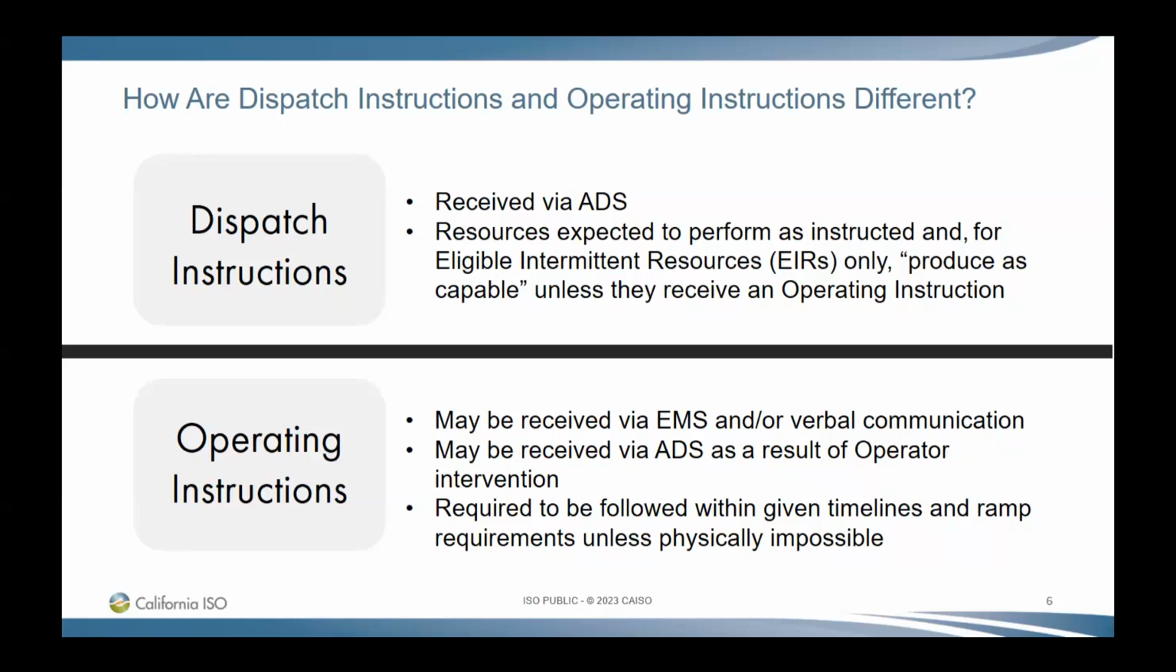For operating instructions, those may also be received via ADS, and those would be a result of an operator intervention, but you also may receive those via EMS and/or verbal communication from the gen dispatcher. These are required to be followed within the given timelines, and also within any ramp requirements that are instructed, unless those are physically impossible to meet.